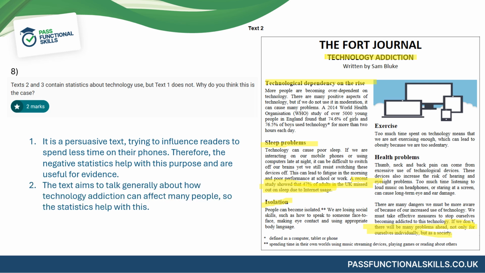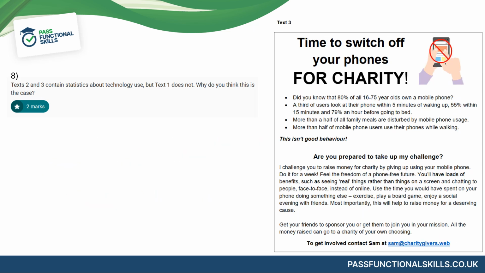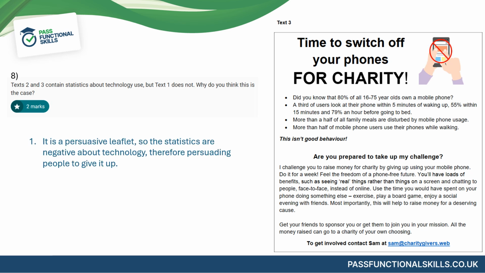The text also aims to talk generally about technology addiction and how it can affect many people, rather than in text 1 where they're talking very specifically about their own lives, their personal experiences. So that's another reason why we've got much more statistics in this text. Then finally, let's look at text 3 and think about the same question. So text 3 is another persuasive text.